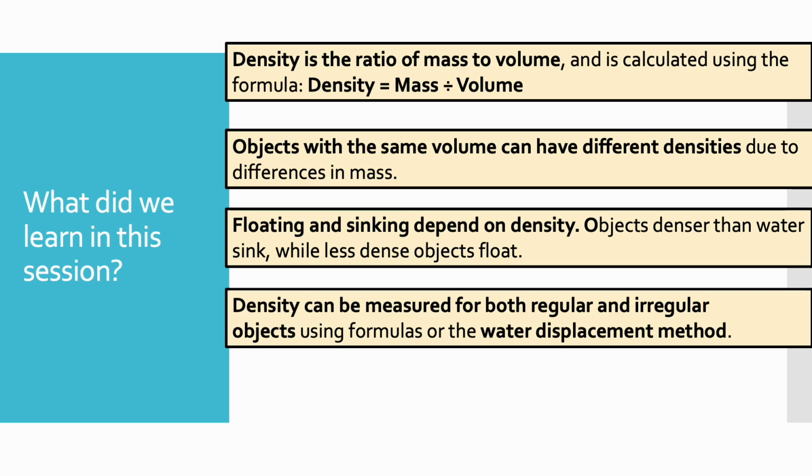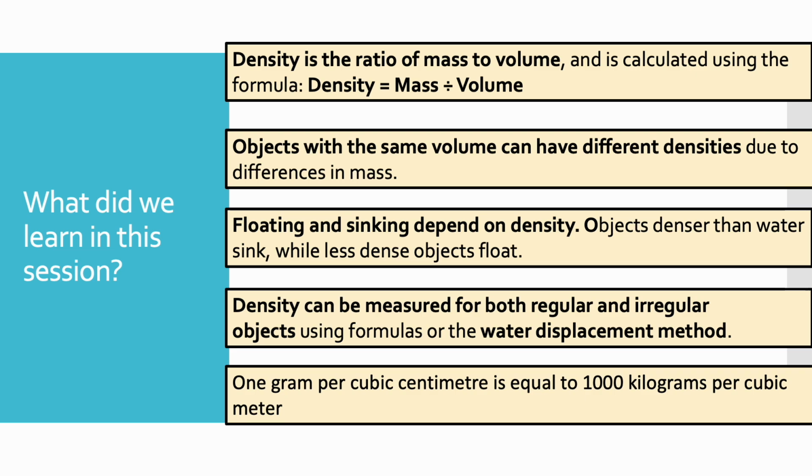Then we can measure density for both regular and irregular objects. For regular shapes like cubes and cylinders, we use the volume formula. For irregular shapes like rocks, we use the water displacement method to find volume. And finally, unit conversion is quite important. We learned that 1 gram per cubic centimeter is equal to 1000 kilograms per cubic meter. This helps us when switching between CGS and SI units.